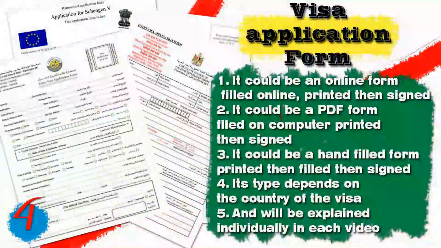Number 4, you will need visa application forms. For the visa application form, it could be an online form, filled online, printed, then signed. It could be also a PDF form, filled on computer, printed, then signed. And also it could be a hand-filled form, printed, then filled, then signed. Its type depends on the country of the visa and will be explained individually in each video.